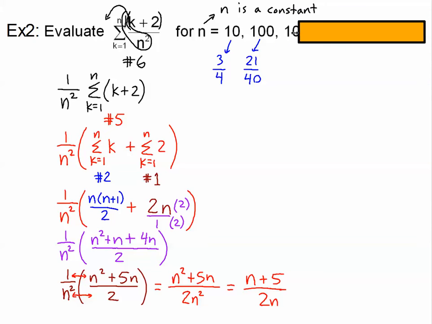Let's keep increasing n. Let's say that n is 1000. If n is 1000, then this is 1005 divided by 2000, and that would reduce to 201 divided by 400.